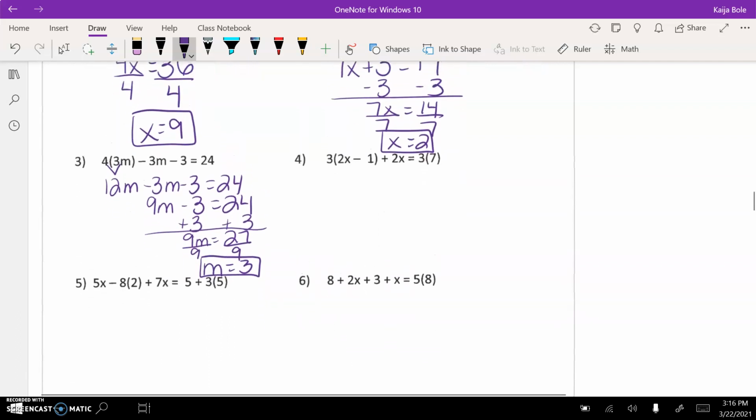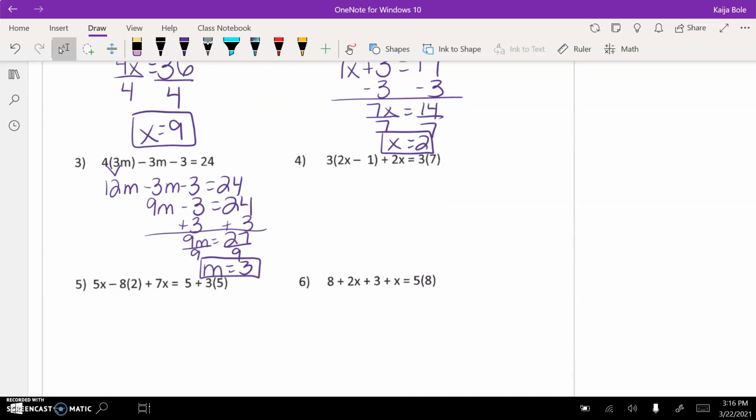Now in number 4 here, I need to distribute first. So I'm going to distribute this 3 to both parts. So 3 times 2x is 5x, minus 3 times 1 is 3. Bring down the plus 2x equals, and then this is 3 times 7, which is 21. Now I can combine the 5x and the 2x. So this is really 7x minus 3 equals 21. I'm going to add 3 to both sides.